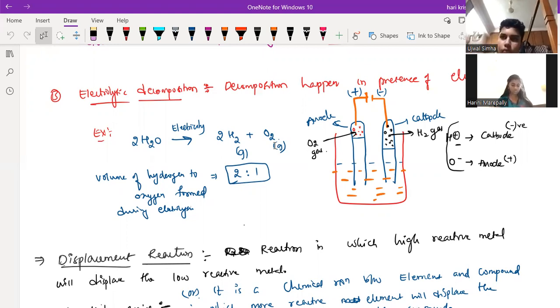Understanding? Yes. So we'll get the volume of H2 and O2 in the ratio of 2 is to 1, and hydrogen will be collected near the cathode, and oxygen gas will be collected near the anode.